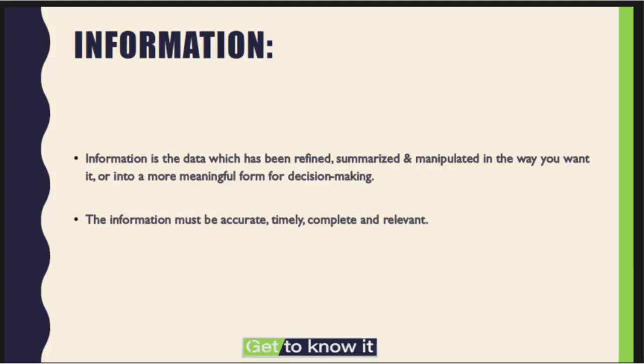Information, so let's try to understand what information is. Information is the data which has been refined, summarized, manipulated in the way you want, all into a more meaningful form for decision making. The information must be accurate, timely, complete, and relevant. And this is one of the advantages of using computers while undertaking any task. A computer will have the ability to refine data and give you accurate, timely, complete, and relevant information.